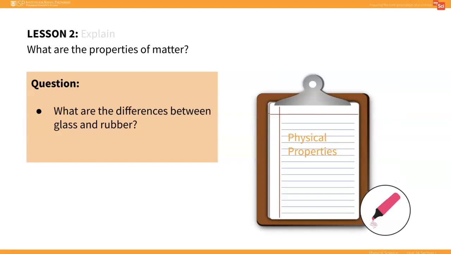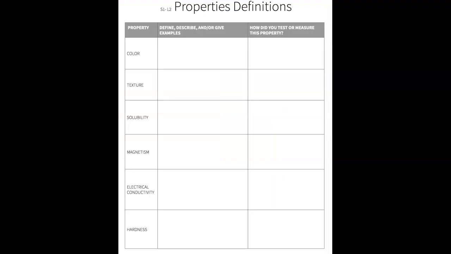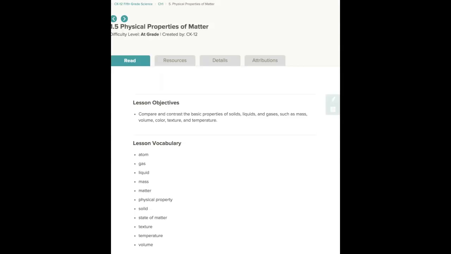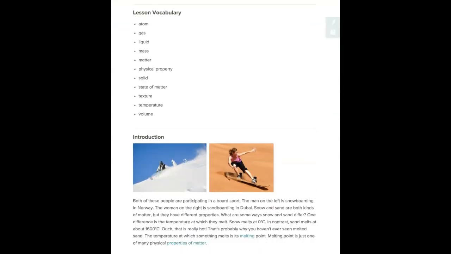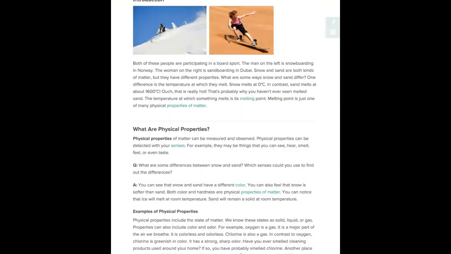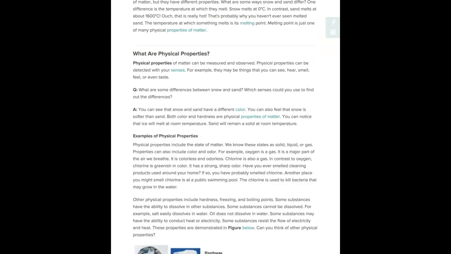In the Explain portion of this lesson, you'll debrief the differences between glass and rubber. You'll go over the idea that a property is an observable or measurable characteristic of matter that can be used to distinguish one substance of matter from another. Work as a class to define and describe how you would test different properties of matter. They should record their ideas in their student journal. Students will then read an article about the different properties of matter and watch several videos to reinforce these ideas.